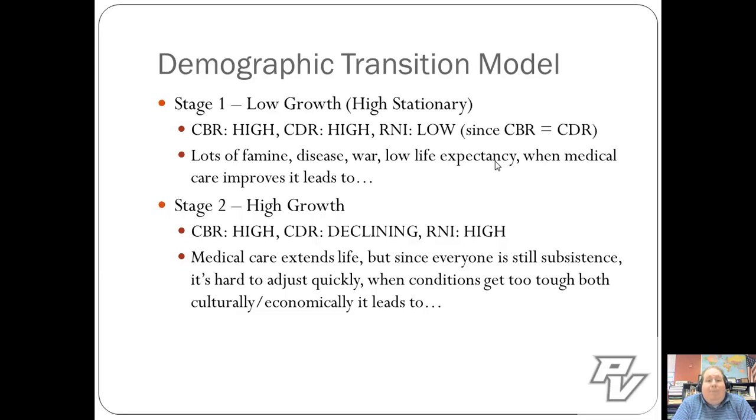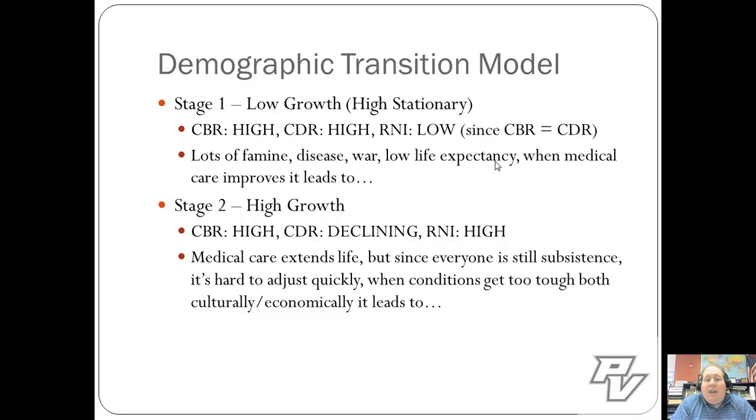To recap, our 4 major stages and technically 5 possible stages of the demographic transition. Stage 1 is our low growth, high stationary stage. CBR is high, our CDR is high, and because the two are high and continuing to fluctuate, our rate of natural increase is low. Because remember, if CBR and CDR are equal, we're not growing a lot. Tons of famine, tons of disease, war, low life expectancy, there's no medical care, but when medical care finally improves beyond let's throw a leech on it, we're getting to stage 2.